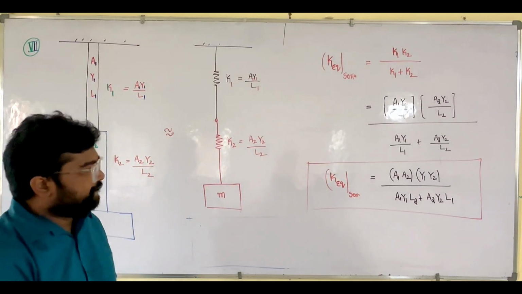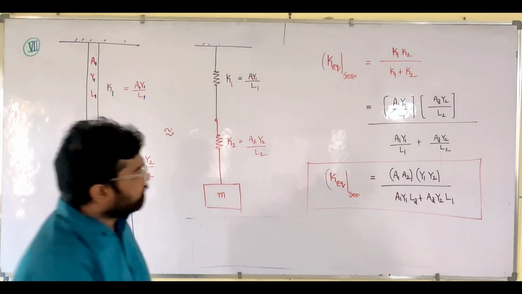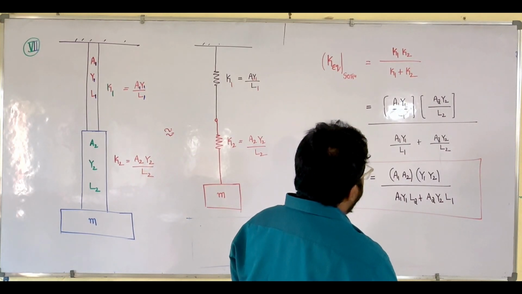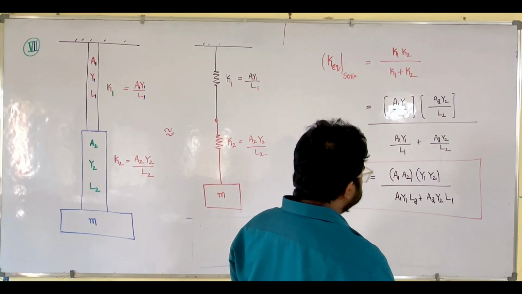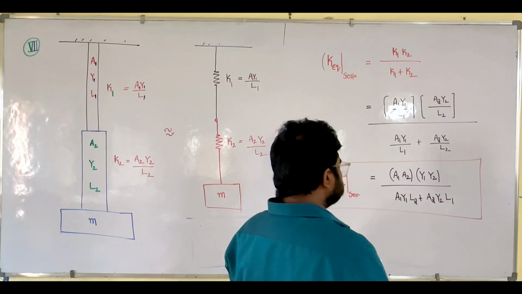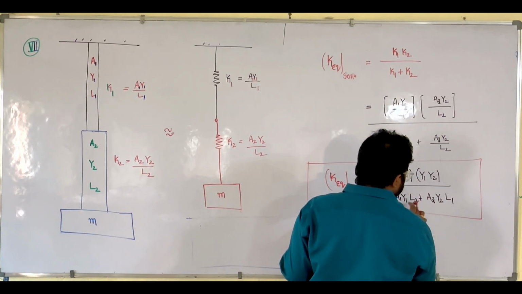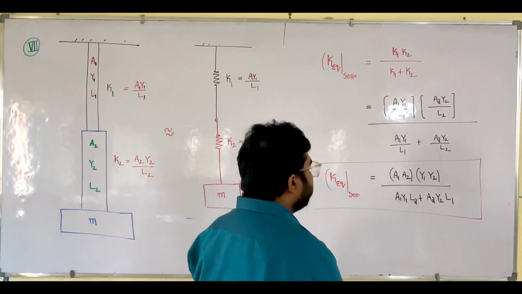Clear? Understood? Are you getting the same? A1 Y1 series combination. Clear? So A1 Y1 L2 plus A2 Y2 L1.